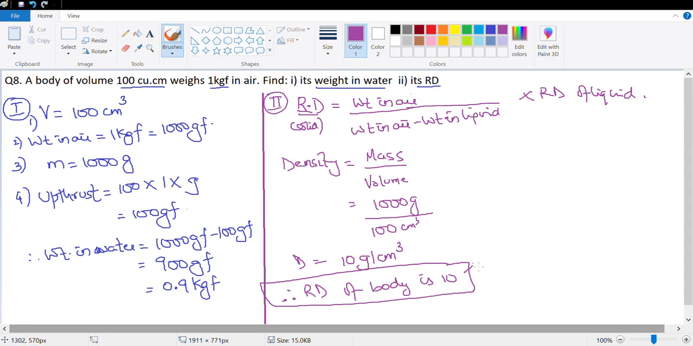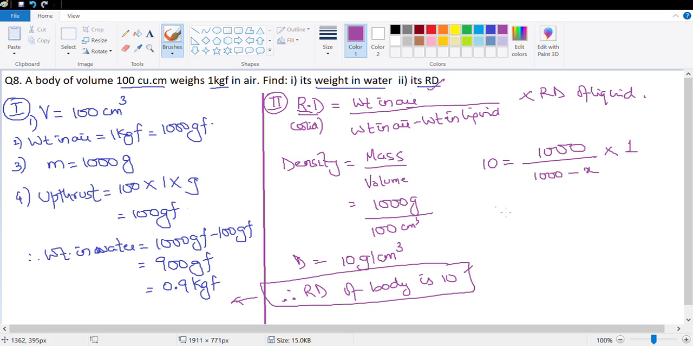Now the second part of the question. That's the relative density. Now let's apply it in this formula. So I have 10 is equal to weight in air, which is 1000, upon weight in air, which is again 1000, minus weight in liquid, let's say x, multiplied with relative density of liquid. This is water, which means the relative density is 1.